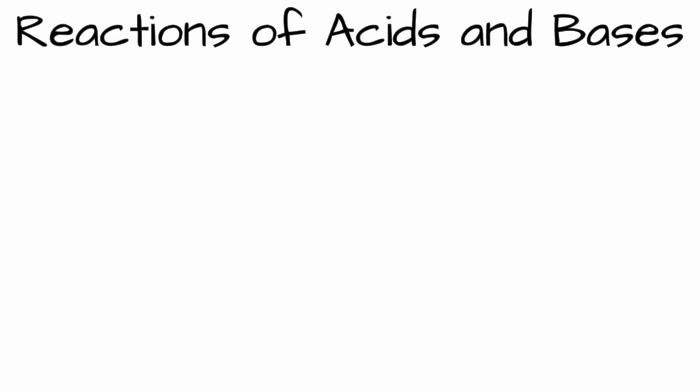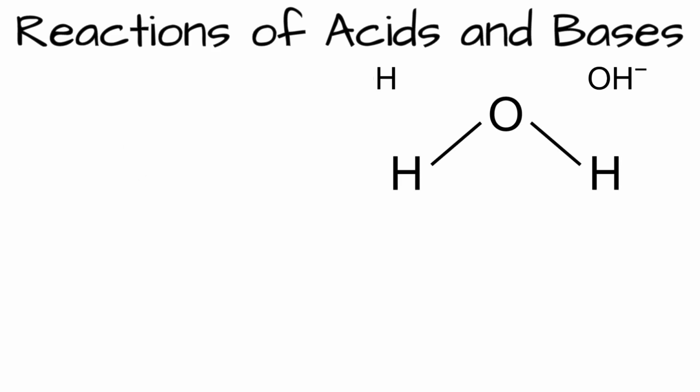Acids contain more hydrogen ions than hydroxide ions. Bases contain more hydroxide ions than hydrogen ions. So what do you think happens when an acid and a base are mixed together? The acid's extra hydrogen ions combine with the base's extra hydroxide ions. These extra ions form water, or H2O, and often a salt.